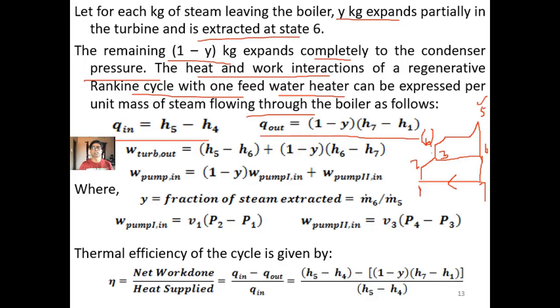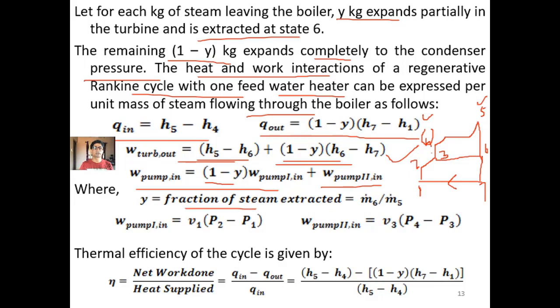So Q out is (1 minus Y) into (H7 minus H1). Then the turbine work output has two expansions. From 5 to 6 the complete 1 kg expands, so the work is H5 minus H6. But for 6 to 7, the expansion takes place only for steam of quantity 1 minus Y, because Y kg is extracted at state 6. So the turbine work will have two terms, very important. Two pumps are there: the first pump handles 1 minus Y kg, into W pump 1, and the second pump handles the complete 1 kg of mass, so it is plus W pump 2 in.